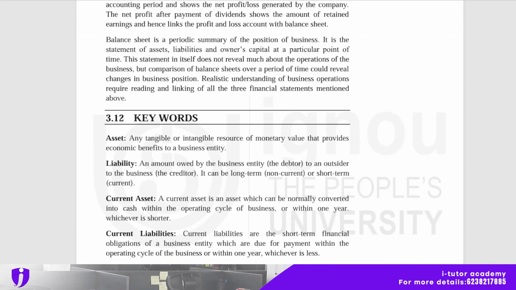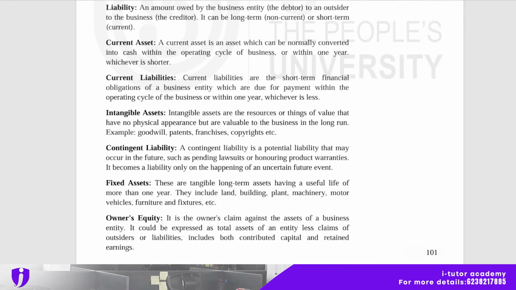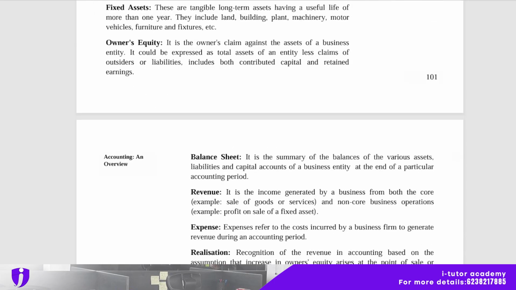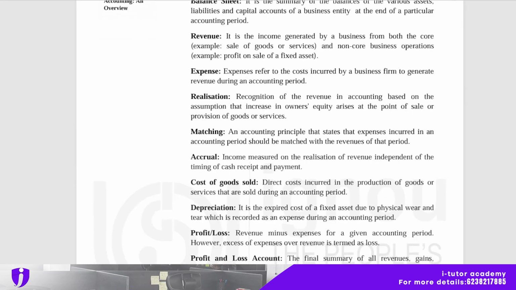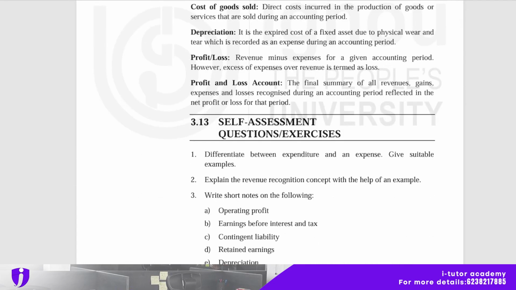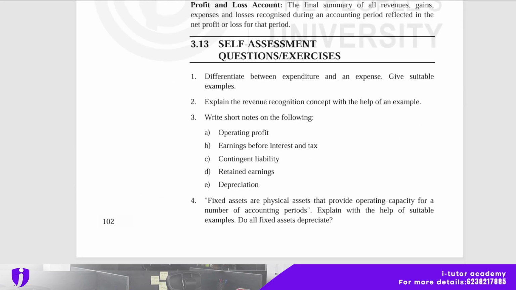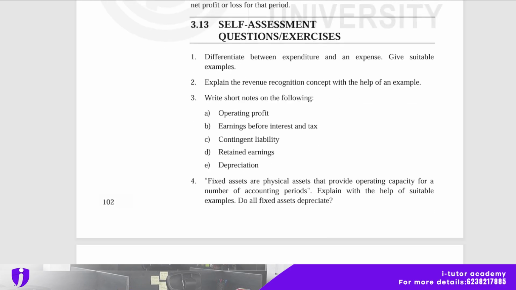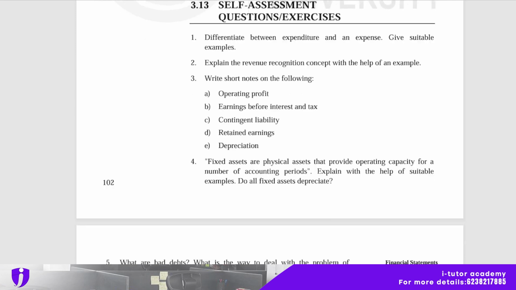And keywords are also given from this unit, such as balance sheet. If you feel any words are difficult, you just refer to this section. Okay, it will help you. And self assessment questions are also there. The first one is the difference between expenditure and expense. Give a suitable example and explain the revenue recognition concept with the help of an example.